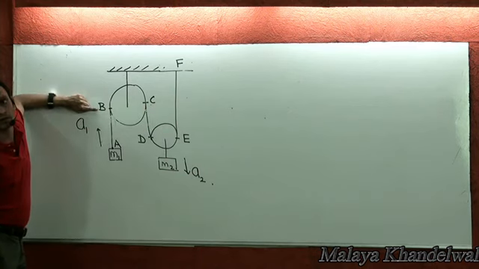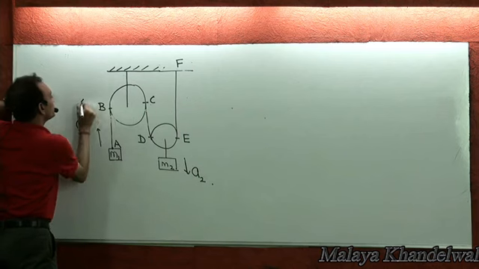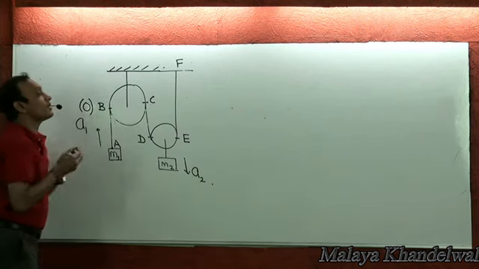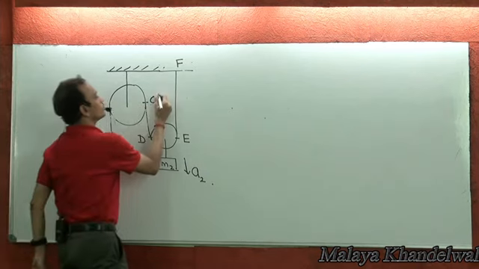What would I assign to B? 0. This is a fixed pulley. So, B would be assigned a value 0. How about C? 0.